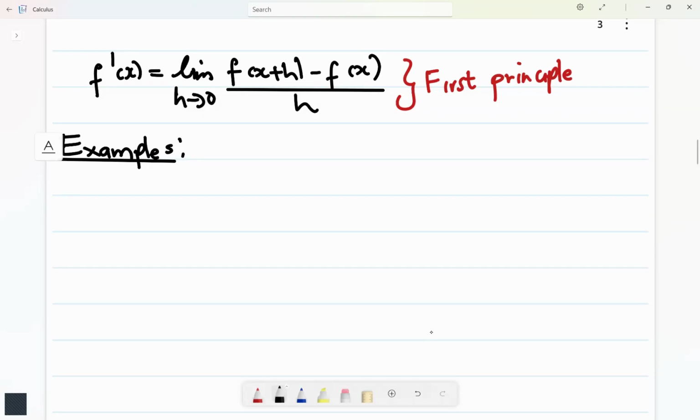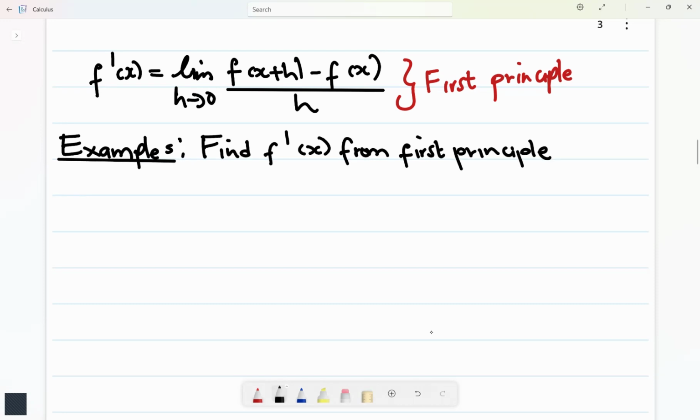Now let's say they say, find f prime of x from first principle. If now you are given f of x as how much? As 2x squared. Now let's try to solve that.